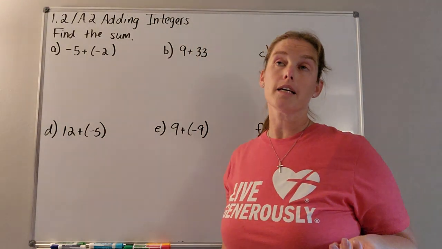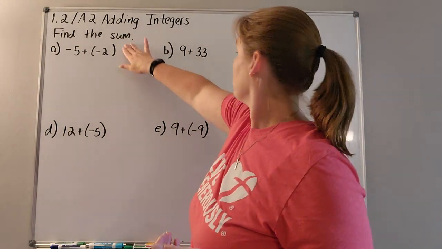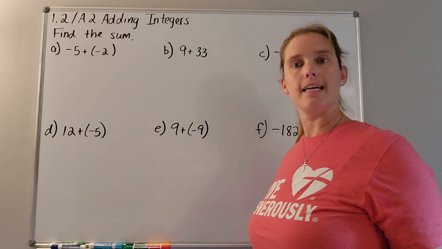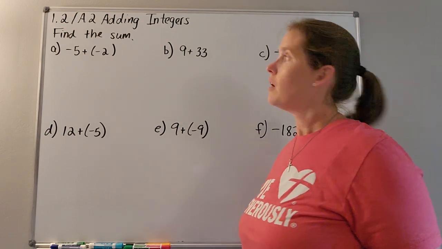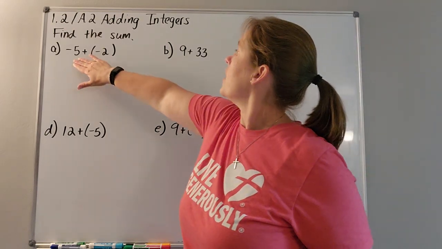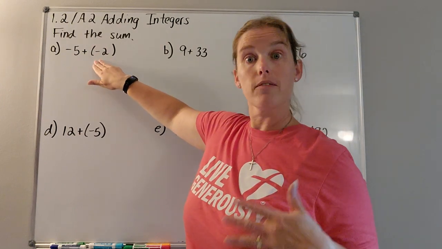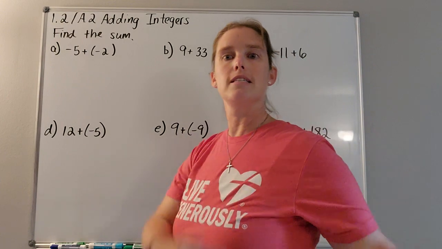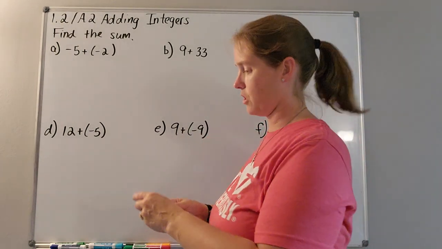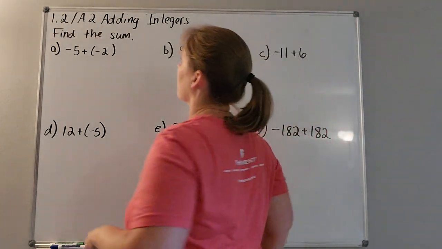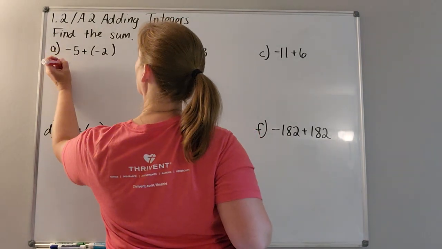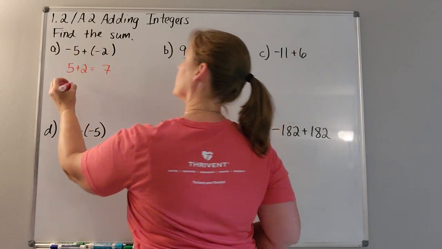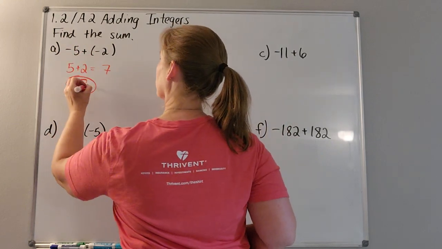All right, let's take a look at some examples. We're going to find the sum 6 different times here. So we always want to ask ourselves the question, same sign or different signs? All right, so let's look at A. -5 plus -2. Same sign, different sign? Same sign, which means we add their absolute values, stick the sign of the original sign on there. All right, so 5 plus 2 equals 7, but then they're both negative, so our answer is negative 7.